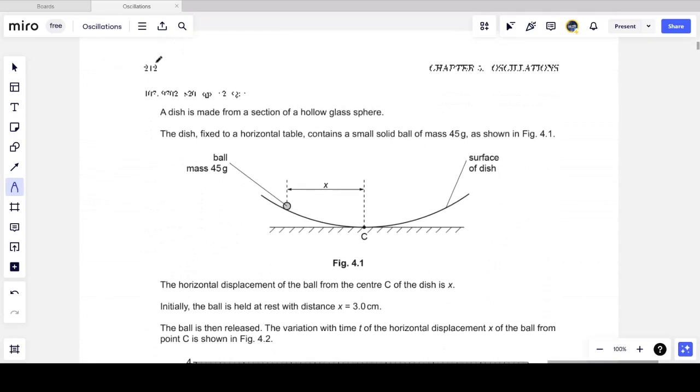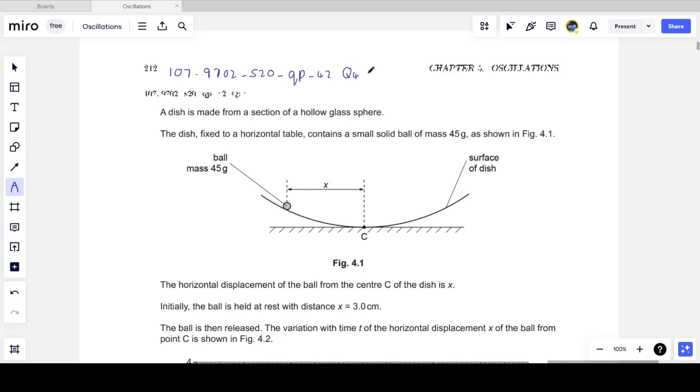The first question, again, this is a little bit blurry, is 107. The subject code is 9702, and this is from the summer 2020 exam. So that's May-June 2020, question paper 4, variant 2, and this is question number 4 from that paper.